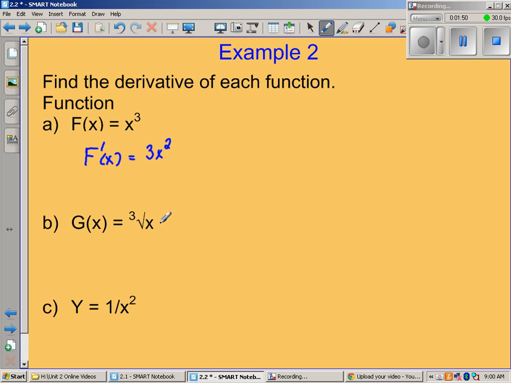Then for part B, I'm going to rewrite this as g of x equals x to the 1/3 power. It'll just make things a little bit easier. When I take the derivative of this, I multiply by the 1/3, which gives me 1/3 x, and then I reduce the power by 1. When I subtract 1 from it, I get -2/3. We don't like to leave our answer that way, but eventually you'll get used to it. My final answer for this is going to be written as 1/3 x to the 2/3 power, and that's what I'm looking at for my derivative.